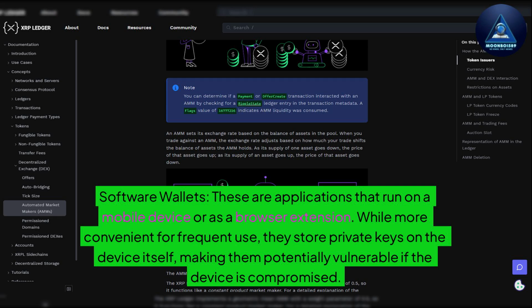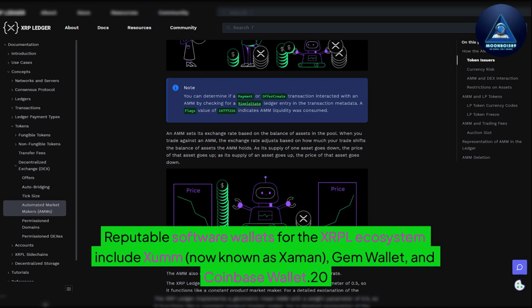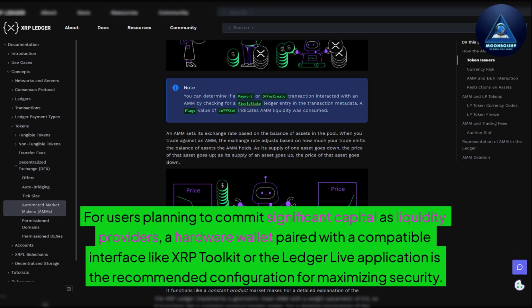Software wallets. These are applications that run on a mobile device or as a browser extension. While more convenient for frequent use, they store private keys on the device itself, making them potentially vulnerable if the device is compromised. Reputable software wallets for the XRPL ecosystem include Xumm, now known as Xaman, GemWallet, and Coinbase Wallet. For users planning to commit significant capital as liquidity providers, a hardware wallet paired with a compatible interface like XRP Toolkit or the Ledger Live application is the recommended configuration for maximizing security.